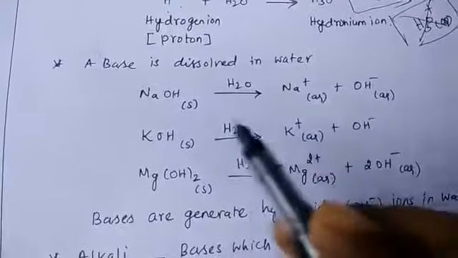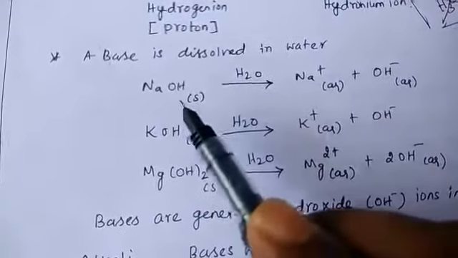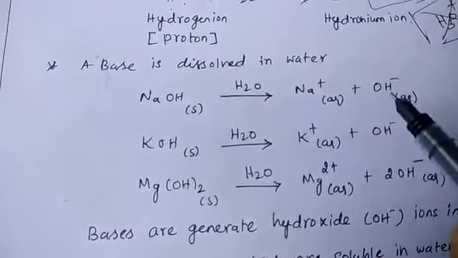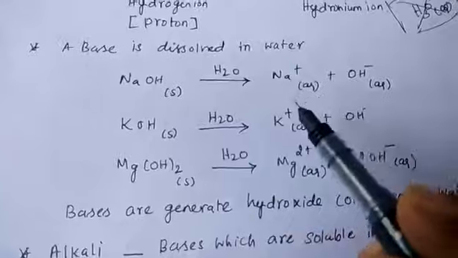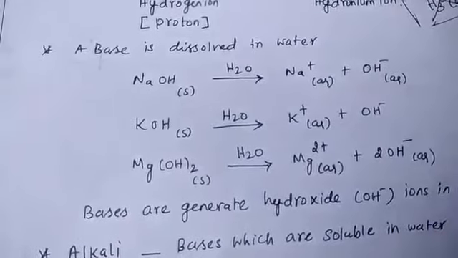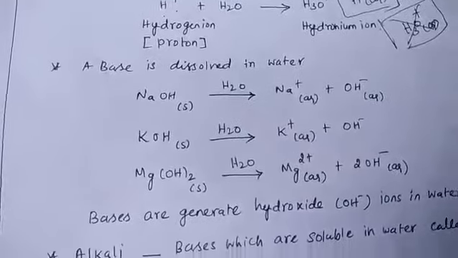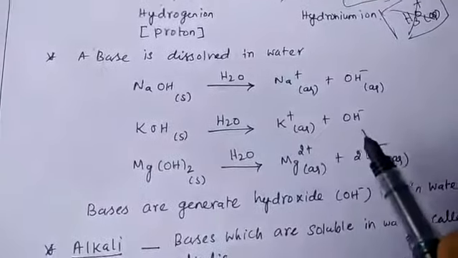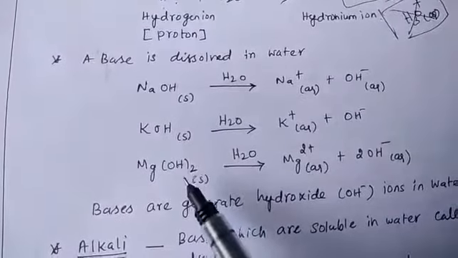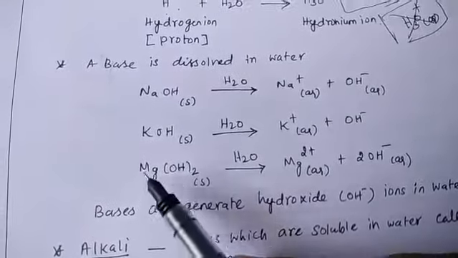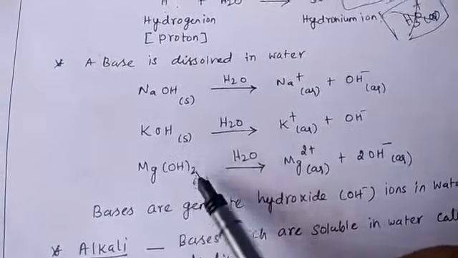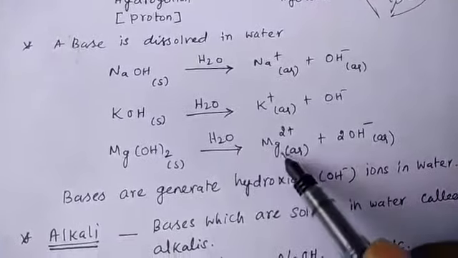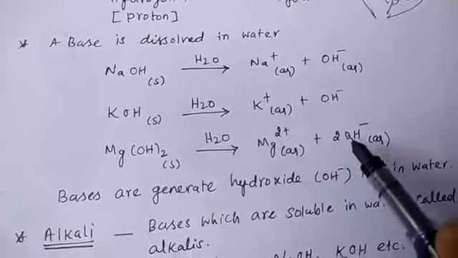Now next, base. A base is dissolved in water. Generally a base like NaOH dissolves in water to produce Na plus ion and OH minus ion. Sodium hydroxide dissolved in water forms Na plus ion and OH minus ion. Potassium hydroxide dissolved in water produces K plus ion and OH minus ion. Magnesium hydroxide, that is milk of magnesia, is used in the treatment of acidity. Magnesium hydroxide dissolved in water forms magnesium ion Mg2 plus aqueous and OH minus ion aqueous.